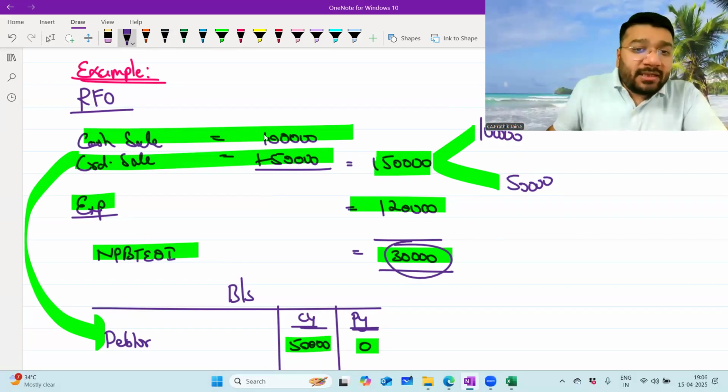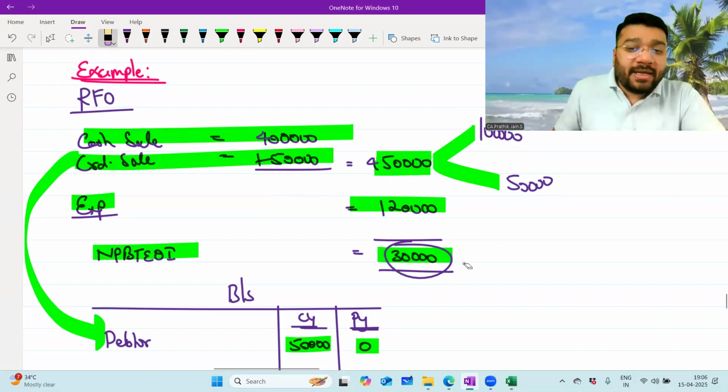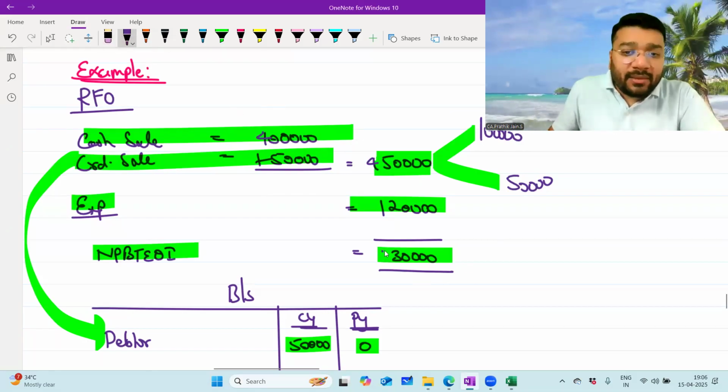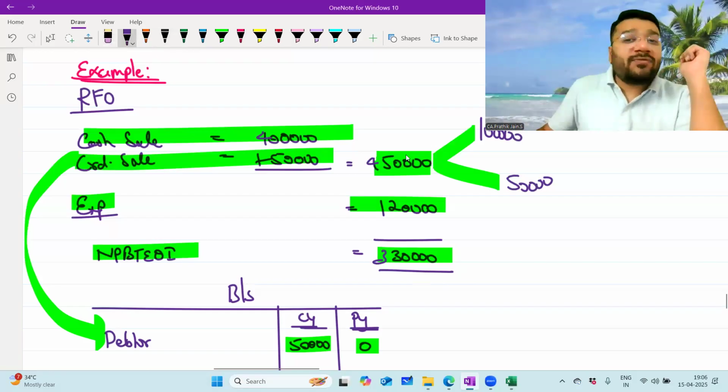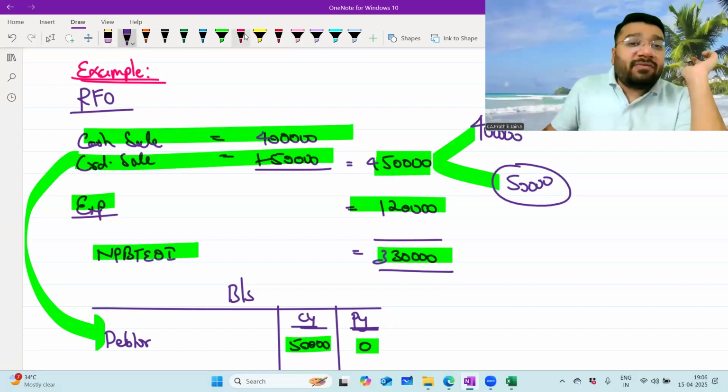Let me make, for simplicity's sake, this 4 lakh. So 4 lakh plus 50 is 450. Minus 120 is how much? 330. I'm just changing the question slightly. Now clear? So out of this 450, 4 lakh is received because it is cash sale. 50,000 is not received. Now the problem is you will not be given this information in the question.